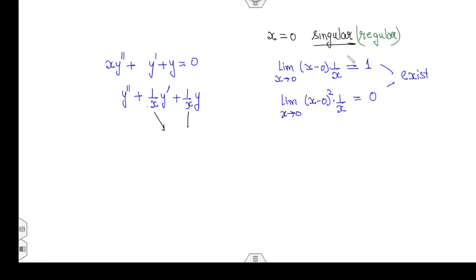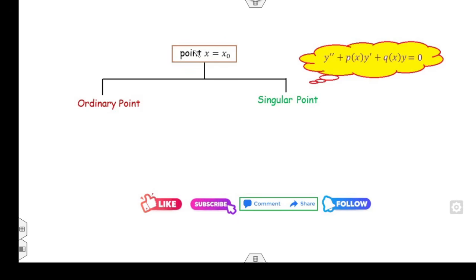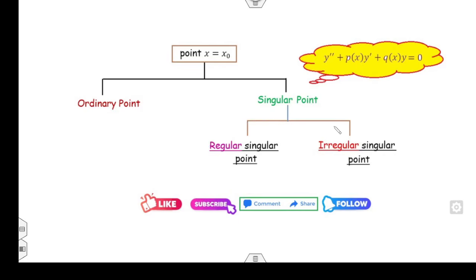क्लियर। और अगर ये limit दोनों में से किसी एक की infinity आ जाती है या does not exist, then we call it an irregular singular point. मैं आपको 15 plus examples वाला एक lecture भी upload करूंगा जो सिर्फ ordinary और singular point पे होगा. So that means you can say any point is either ordinary or singular. If it is singular, then again it is divided into two categories, regular and irregular.